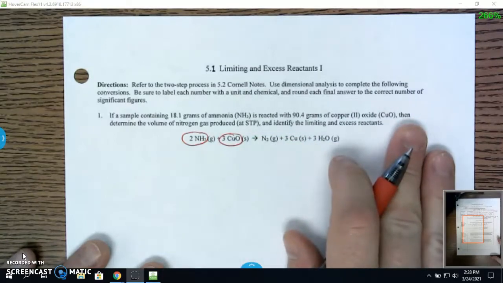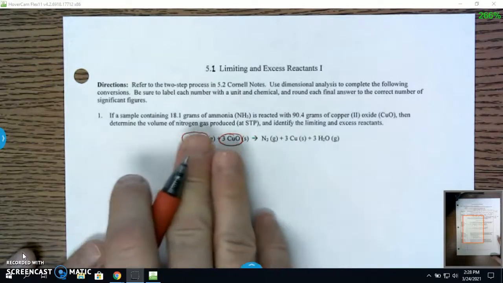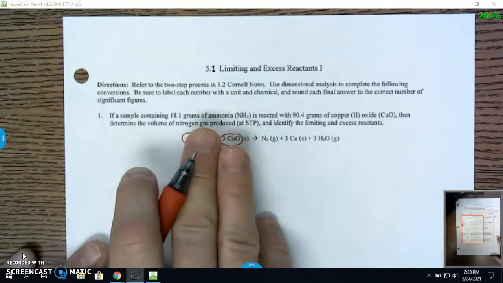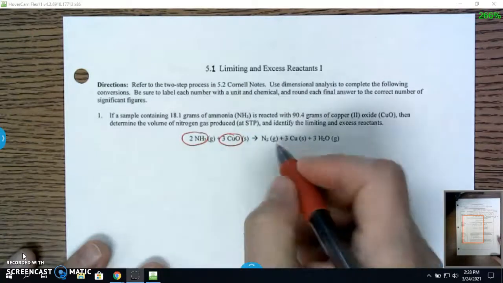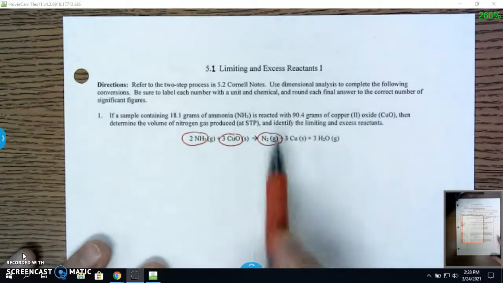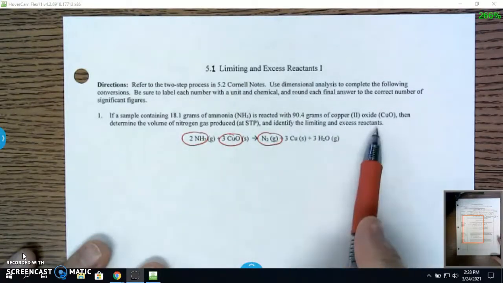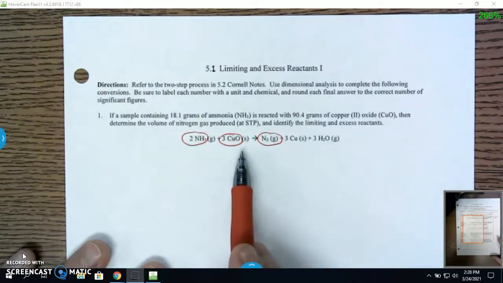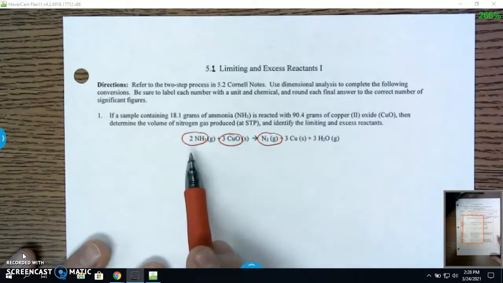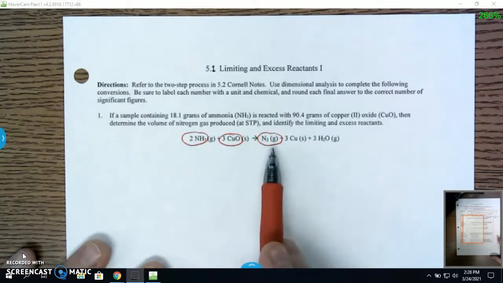Here's the real question. It says, then determine the volume of nitrogen gas produced at STP. Nitrogen gas is N2. And identify the limiting and the excess reactants. Now you'll notice that this is different than a typical stoichiometry problem because we've got given quantities of two reactants. We're also asked to convert to some volume of gas at STP.